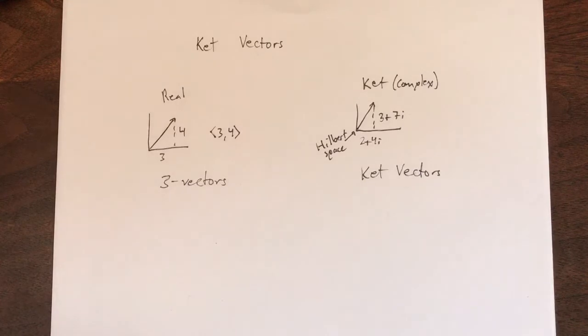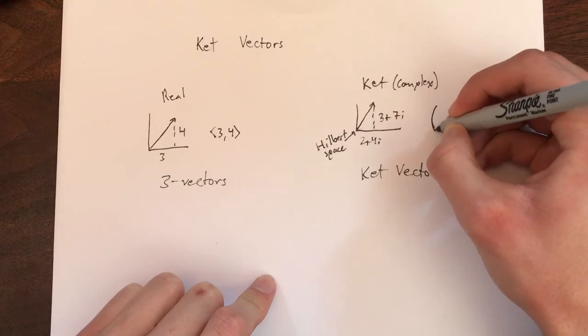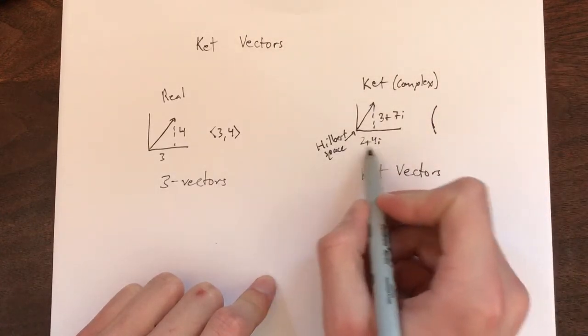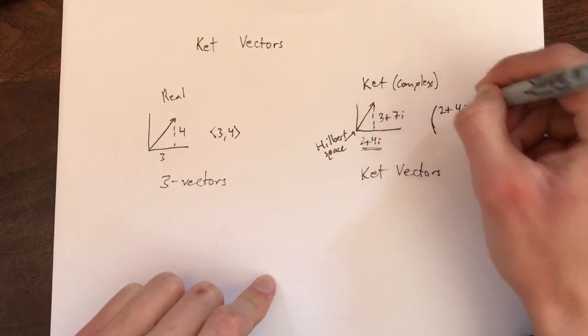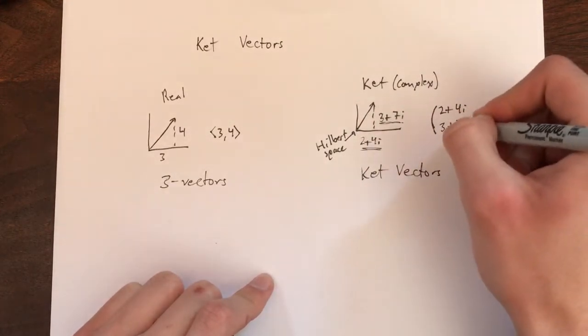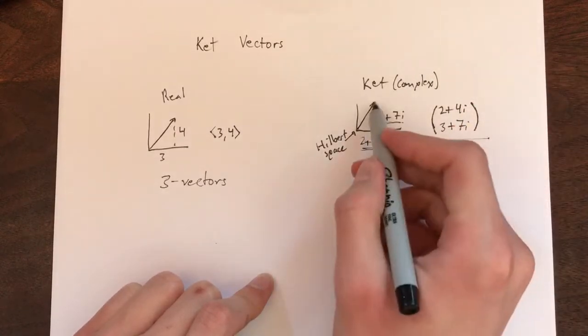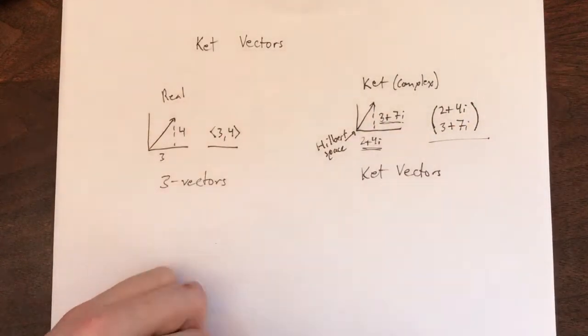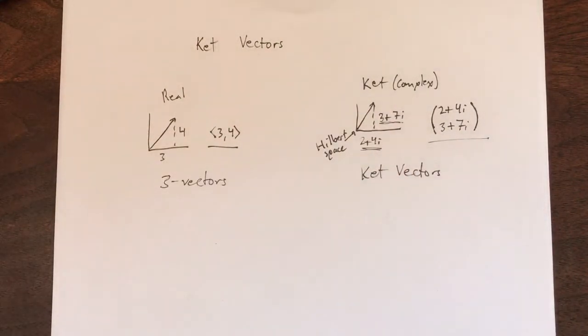Now, to label the components of ket vectors, we use vertical matrices. All the usual math of matrices applies here as well. So let's say this vector right here would have a vertical matrix. The first component, which we'll say is 2 plus 4i, would go in the first entry at the top. And then the second component would go in the second entry. So this matrix is equivalent to this vector, just like this horizontal matrix with the proper brackets is equivalent to this real vector, this 3 vector.